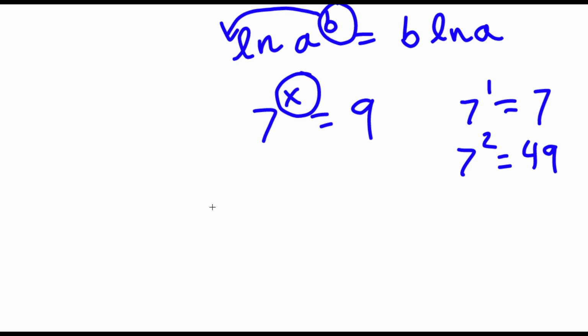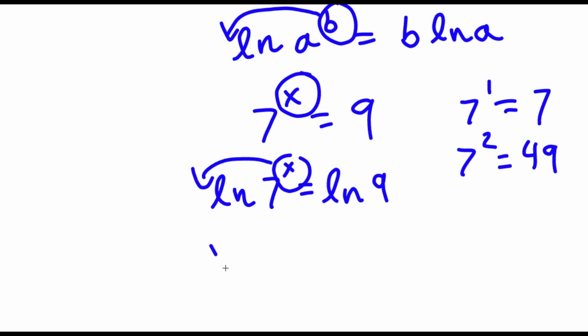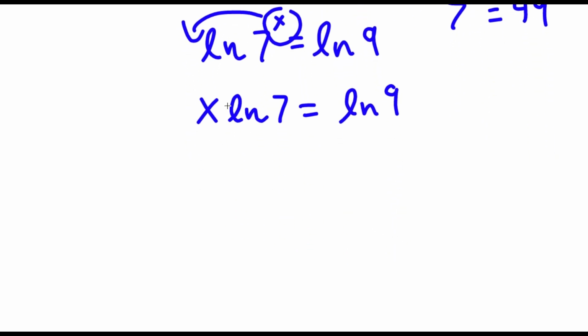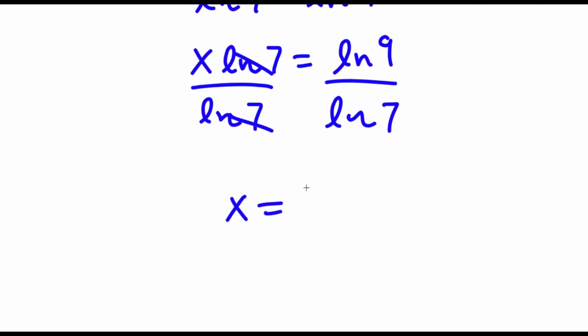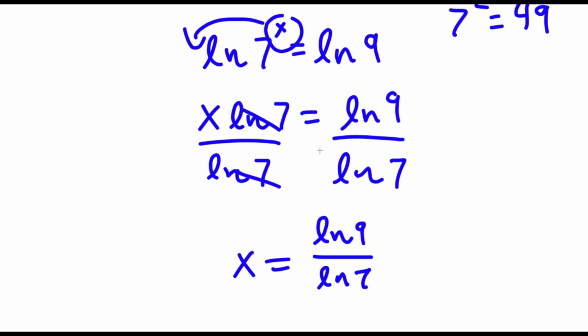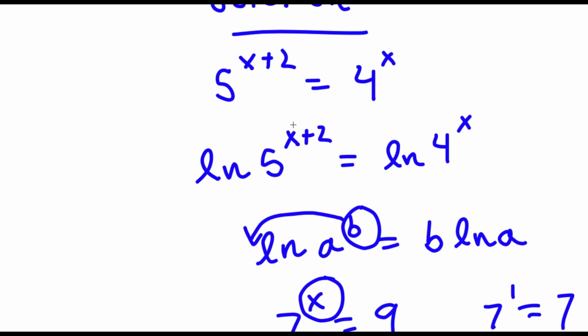However, by using this property, if I take the ln on both sides, I can now move this to the front. So now I have x times ln 7 is equal to ln 9. And now, as you see, x is a normal term, and it is much simpler to solve for x. Now all I have to do is divide both sides by ln 7. These two cancel out, and I'm left with x is equal to ln 9 over ln 7. So that's why this property is so useful.